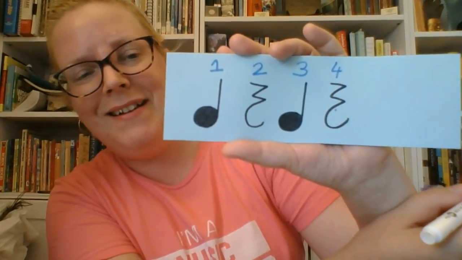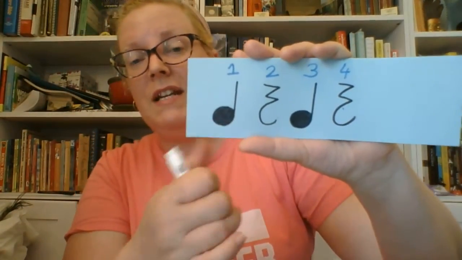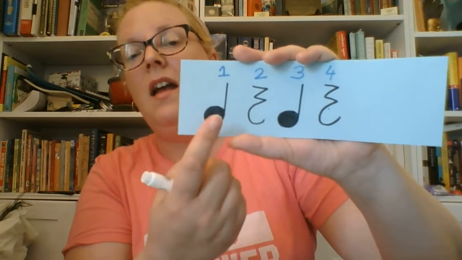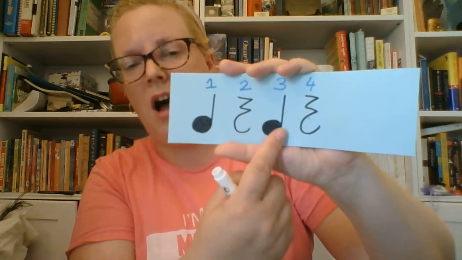There you go. So if I was going to read it out loud with tas and shushes, it would be like this. Ready? And ta, sh, ta, sh.